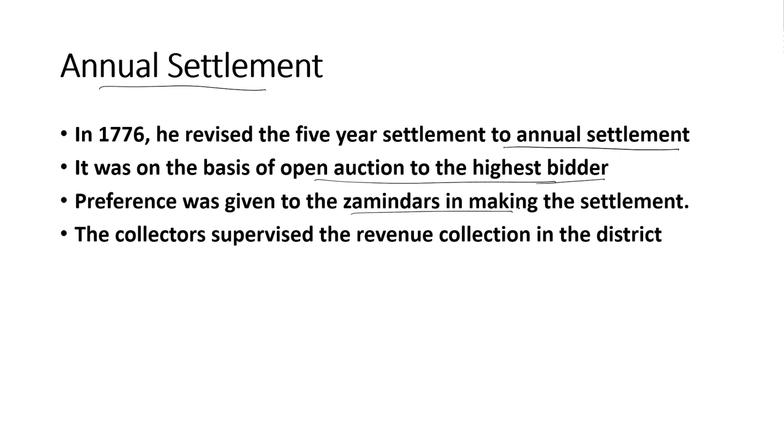During this annual settlement, zamindars were given more preference. But in the quinquennial or 5-year settlement, zamindars were not given preference. In this annual settlement, the zamindars, even though they did not enjoy proprietorship or ownership of the land, were given more preference.